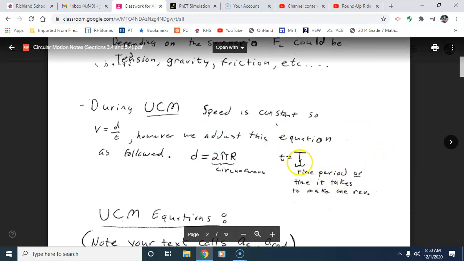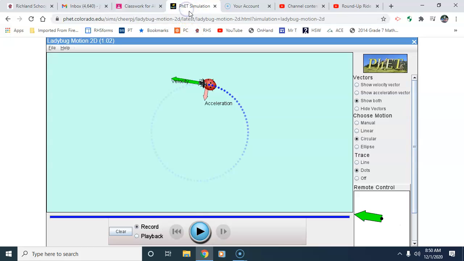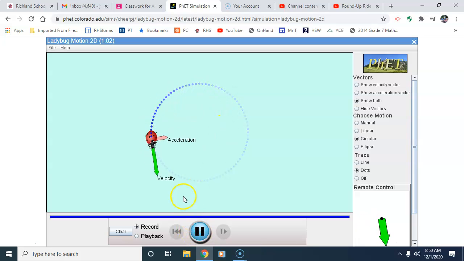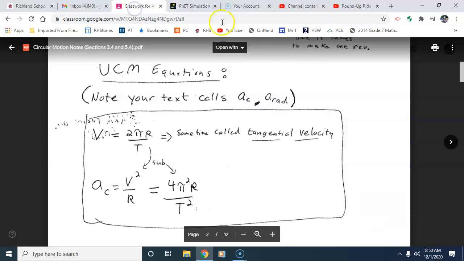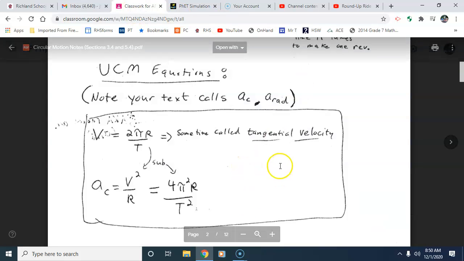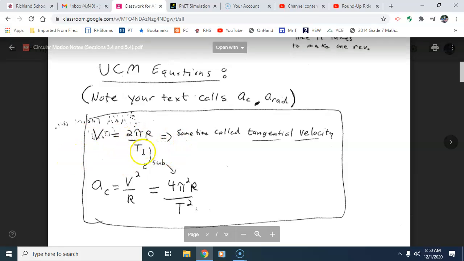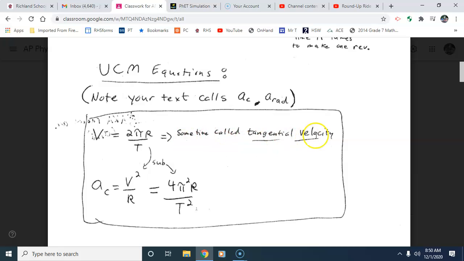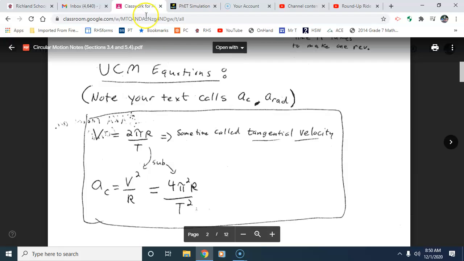But big T is what we replace it with now. And big T is a more specific time. It's called the time period. A time period is the time it takes for some kind of cycle motion. And a circular motion is a type of cyclical motion because it repeats itself. So if we timed how long it took the ladybug to go around one full revolution, then that would be the time period. So our v equals d over t for UCM is actually 2 pi r over big T. That's where it comes from. And sometimes we call this the tangential velocity because it always points tangent to the path like we said earlier.